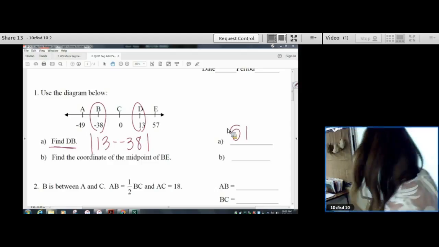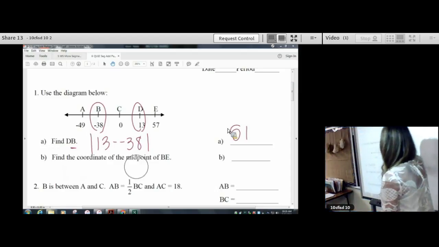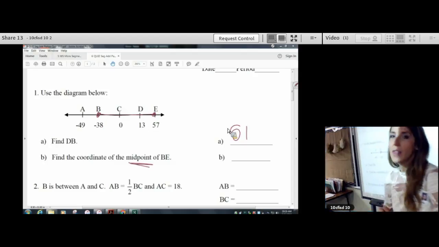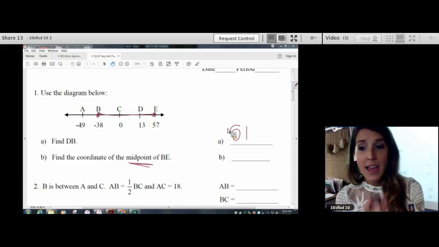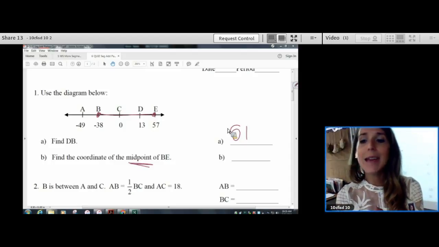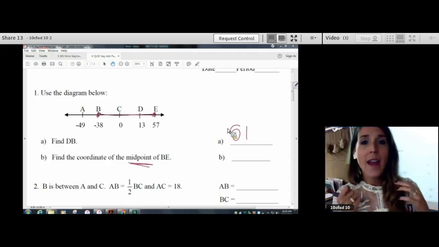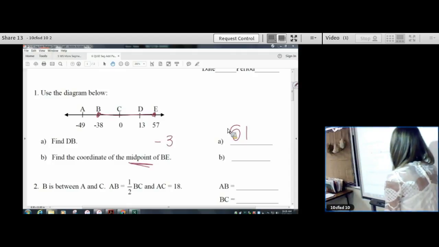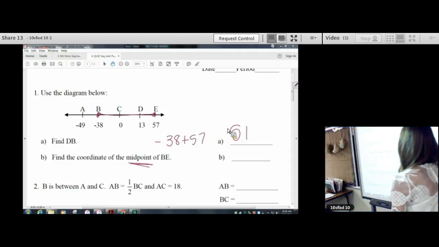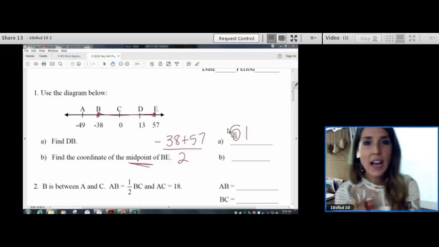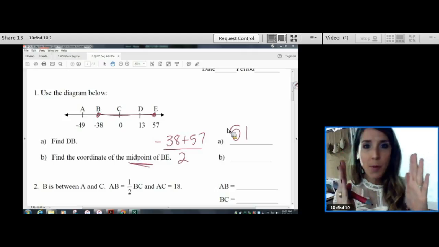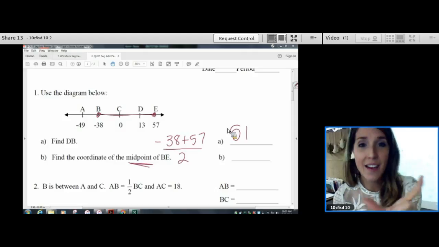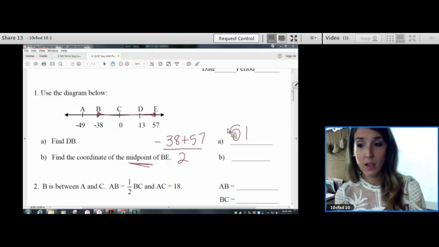Okay, number 1, part B. Find the midpoint of BE. That is asking what point is exactly in the middle, the same distance from B as it is from E. Every time you find a midpoint, you add up the endpoints and divide by 2. That is how you find a midpoint. Don't find the length and divide by 2, because that will give you a length. We want to find a coordinate, a point, a location.